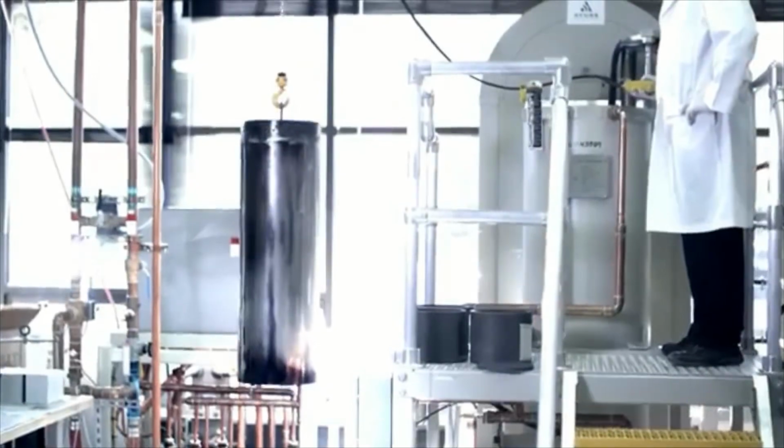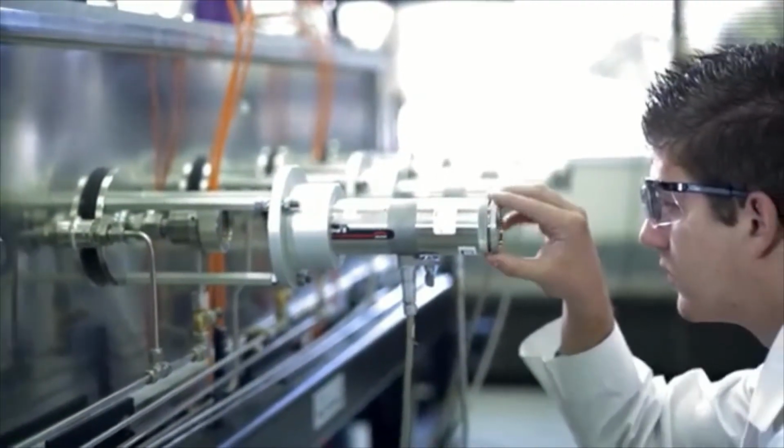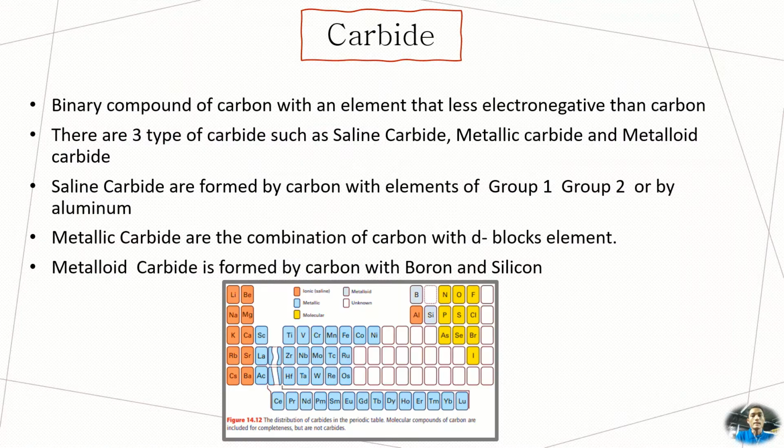Several of the world's top ceramists spent years proving this theory. Today, their efforts have paid off. A carbide is a binary compound of carbon with an element that is less electronegative than carbon. There are 3 types of carbide, such as saline carbide, metallic carbide, and metallic carbide.